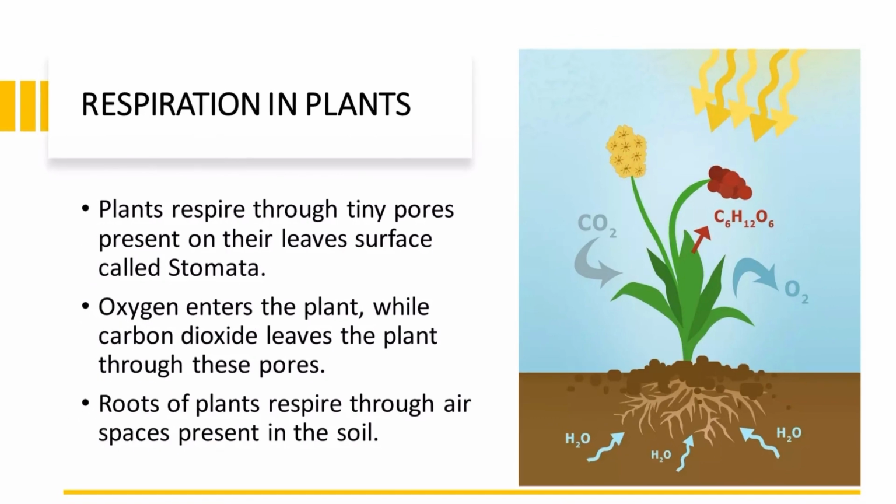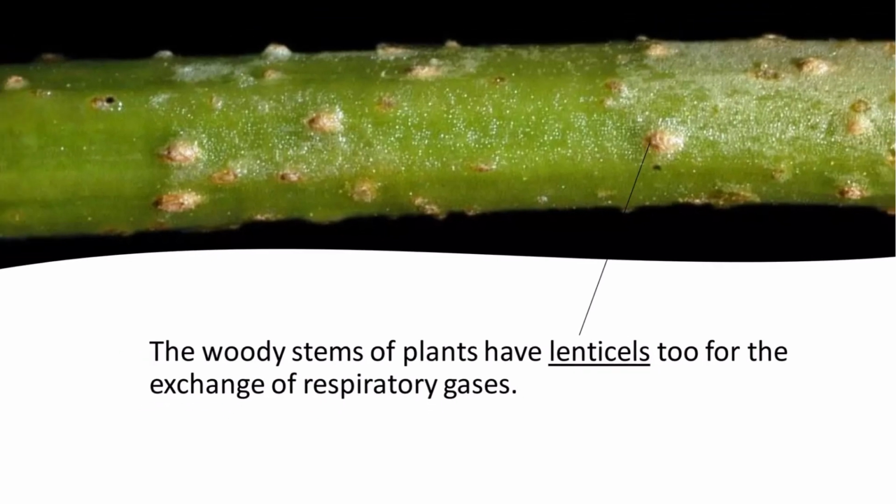Respiration in plants. Plants respire through tiny pores present on their leaf surface called stomata. Oxygen enters the plant, while carbon dioxide leaves the plant through these pores. Roots of plants respire through air spaces present in the soil. The woody stems of plants have lenticels too for the exchange of respiratory gases.